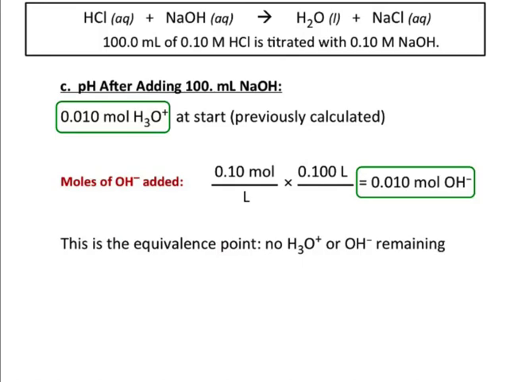There's no H plus or OH minus remaining beyond what is naturally there from the auto-ionization of water. And since the sodium ion and the chloride ion are both the conjugates of strong things, they don't hydrolyze water, so the pH is 7, which comes from the auto-ionization of water, just like it always has.